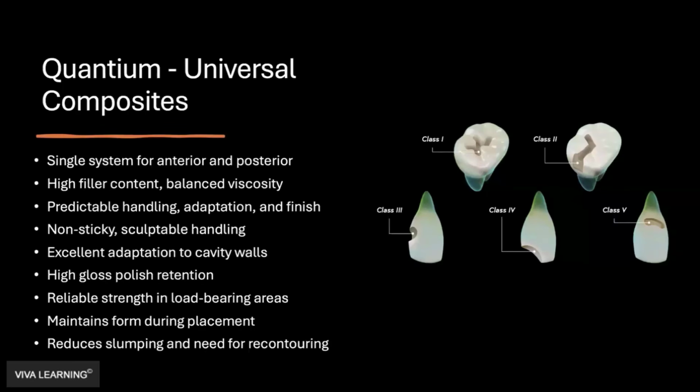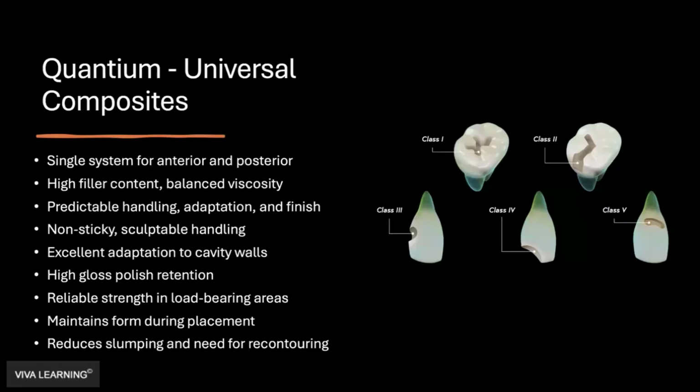So the composite that I'm going to talk about today is called Quantum. It is a universal composite. It's a single system, and it's got great filler content, and it's got great viscosity. One of the best things about Quantum is it doesn't stick to your instrument. So those days where you had to wet your instrument and the wetting resin to adapt the composite to the margins are gone, because Quantum really allows you to adapt the composite to the margins of your preparation without having to wet the instrument in the wetting resin.